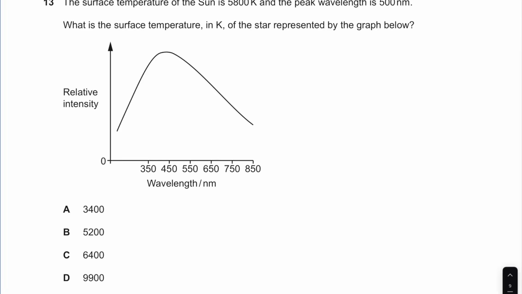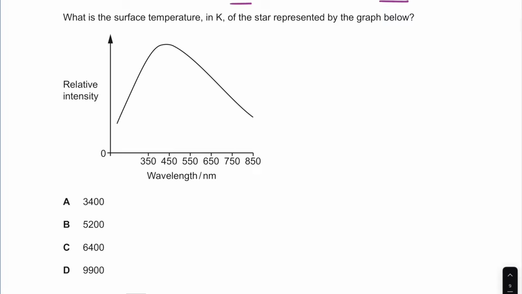Question number 13. We are given the surface temperature of the Sun, which is 5800 kelvins, and the peak wavelength is 500 nanometers. What is the surface temperature in kelvins of the star represented by the graph below? A question like this came up in the 2024 paper, I believe, and it was a very long question, and it required you to compare Wien's law of the Sun and the star. So hopefully people who have done the 2024 paper remember this question.